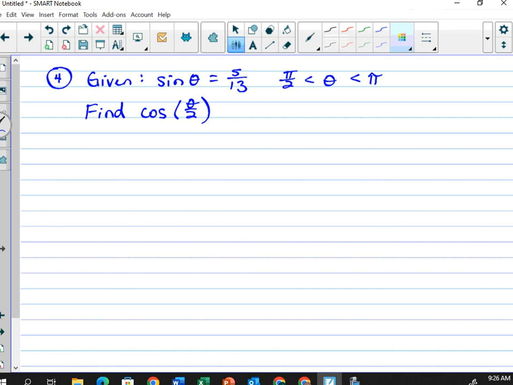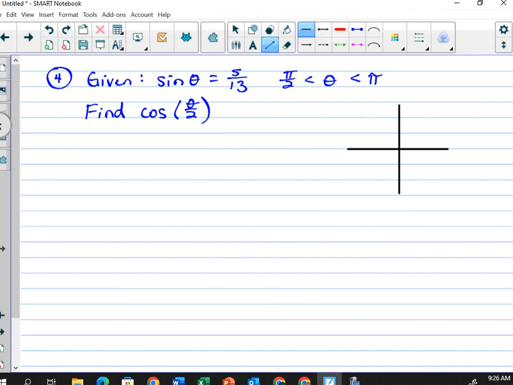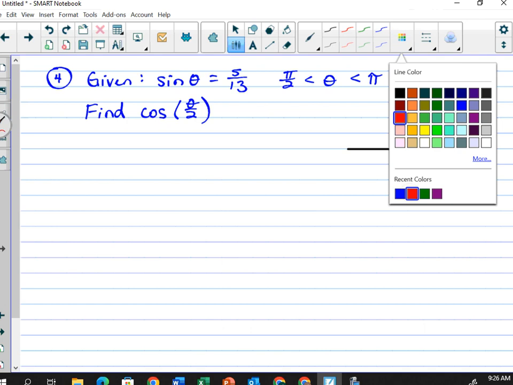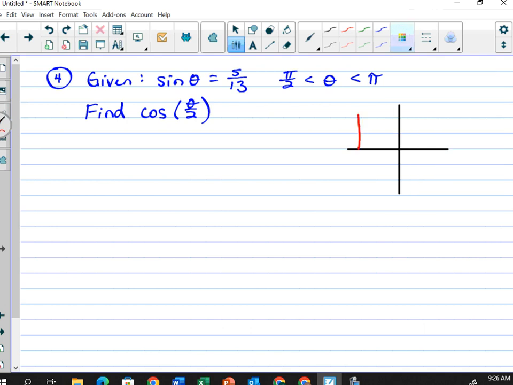Okay. So this is obviously a different setup than the last one. We're going to draw our picture. That's what you always do first with your given ones. What quadrant am I drawing in? All right, sine is 5/13, so opposite is 5, hypotenuse is 13. What's that other side of my triangle going to be? Okay, negative 12, right?